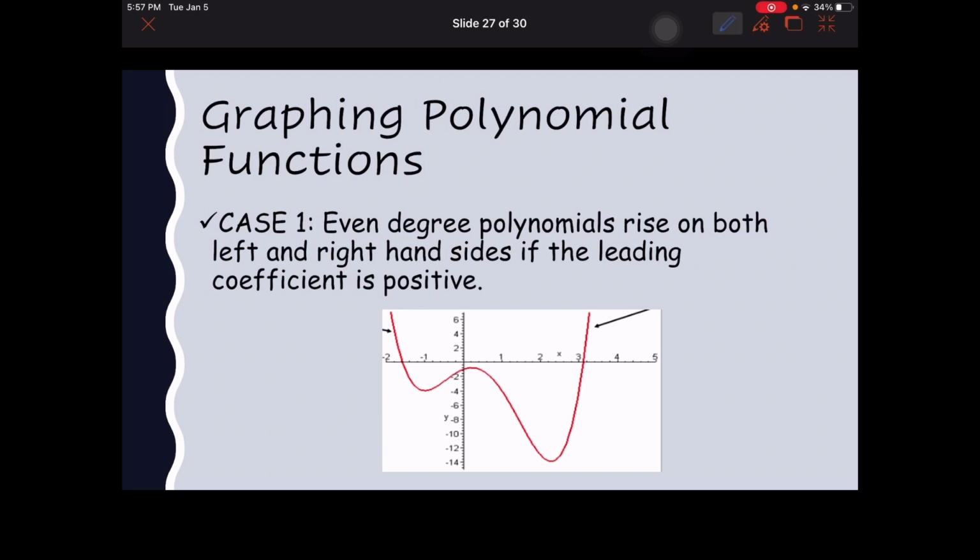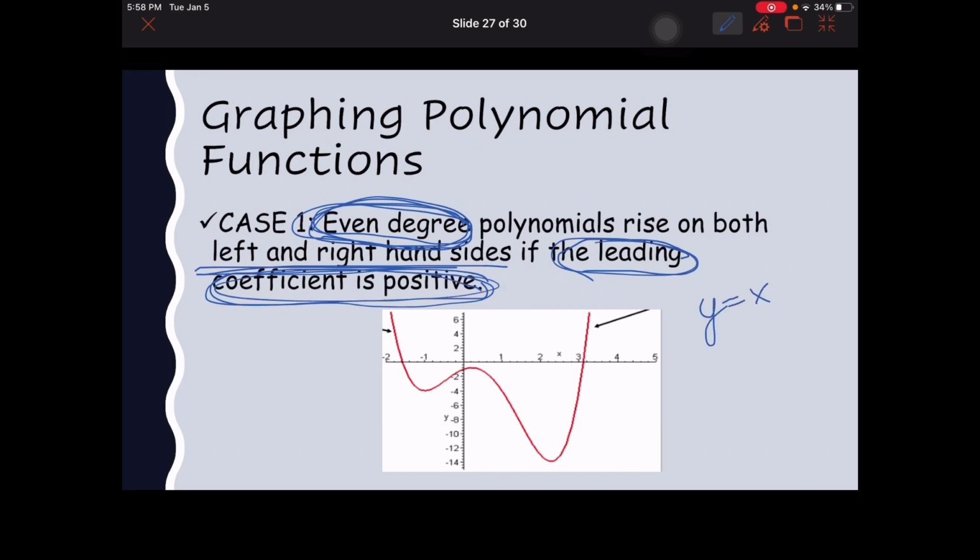Anong sinasabi ni case number 1? If you have even degree polynomials and the leading coefficient is positive, then polynomials rise on both the left and right hand sides. So, kung meron daw po tayong even degree polynomial at ang ating leading coefficient ay positive, ibig po niyong sabihin ay y is equal to x squared. So, ang degree natin ay even number at ang leading coefficient natin ay positive. So, ibig po niyang sabihin it's rising on the left side and it is rising on the right side. Okay? Pag sinabi po nating rising, pataas. Okay? So, yan po yung for the first case.